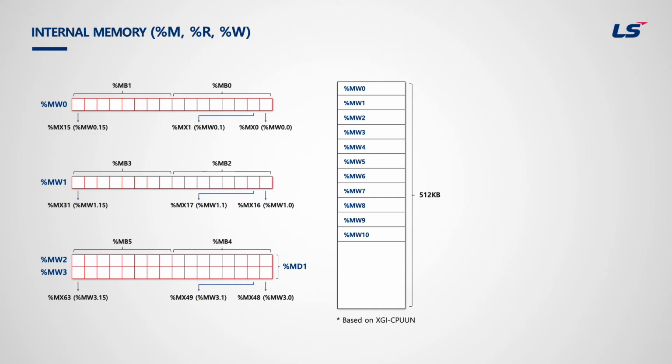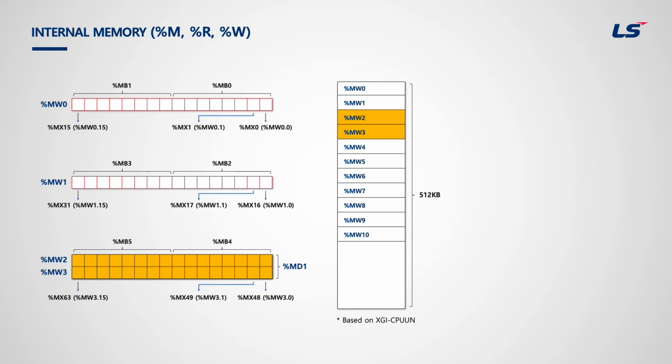For example, let's look at M area. The first word for M area is MW0. If MW0 is on, it means that all 16 bits in the first word is on. The first bit of MW0 can be addressed as MW0.0 or MX0. The last bit of the first word can be addressed as MW0.15 or MX15 or MB1.7.